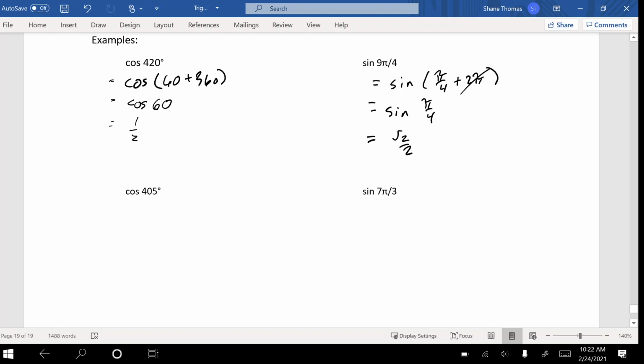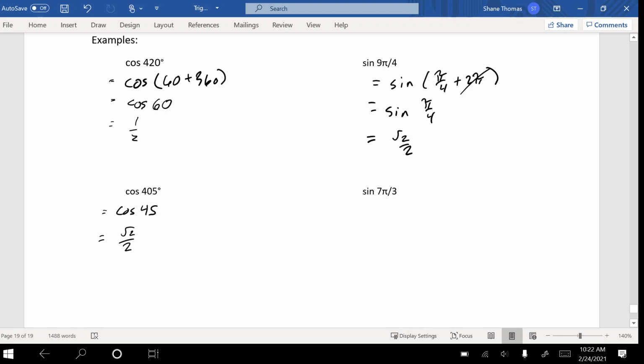Okay, cosine of 405 is the same as what? Cosine of 45, correct. Okay, because 405 minus 360 is going to be 45 degrees. What's cosine of 45 degrees? Root 2 over 2. Okay, it's root 2 over 2.